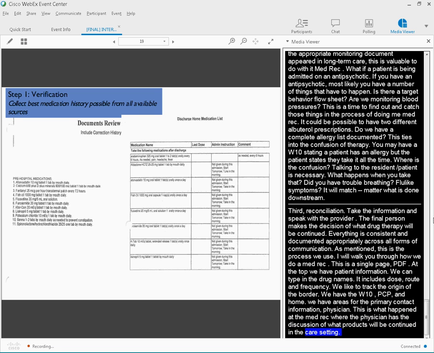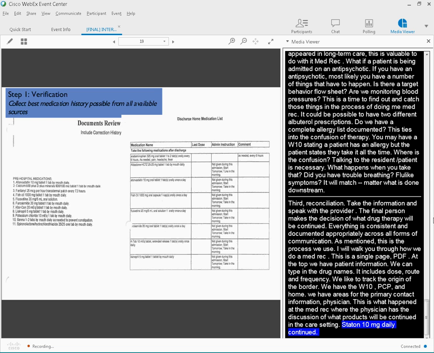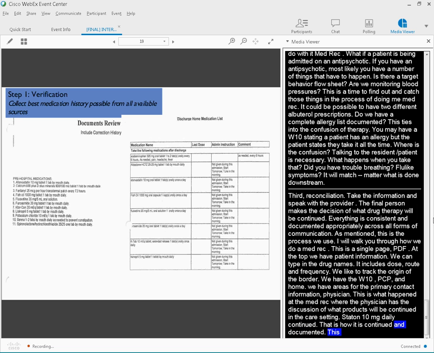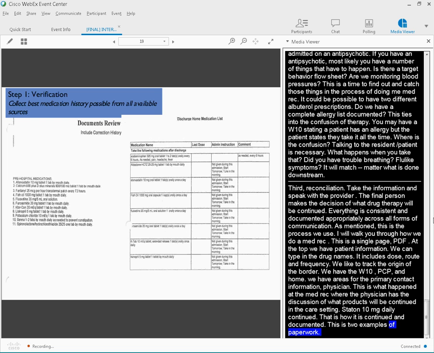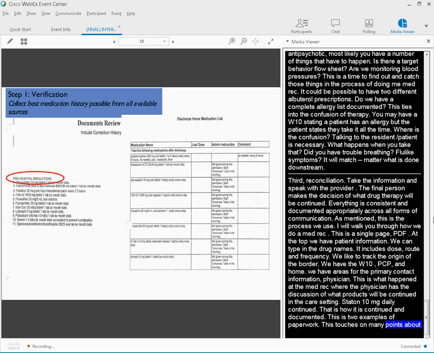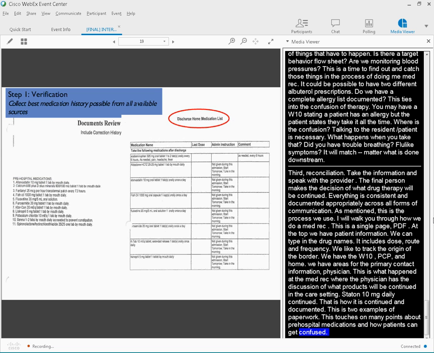So what I have here are 2 examples of paperwork that was brought into our facility. And what I like about this is that it touches on many points that I brought up already. You have the pre-hospital medication and your discharge, but it also shows how patients can get confused. So here on the left side is our pre-hospital medication, and on the right is the discharge home med list, or the list that the person would have been coming into the care facility with.